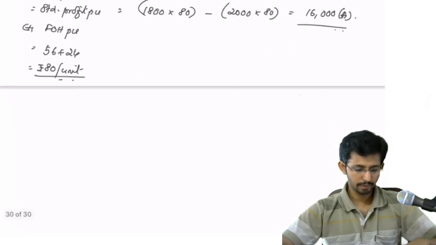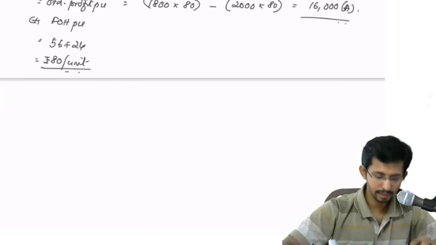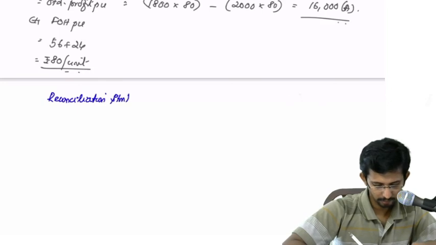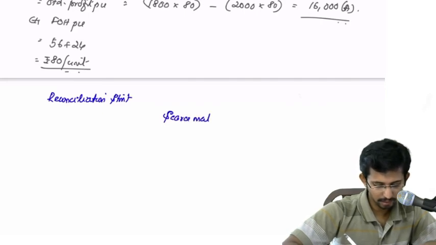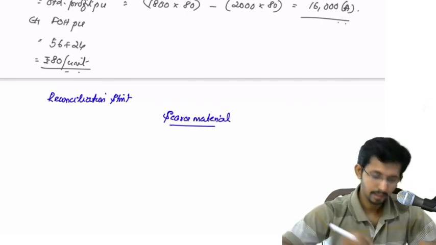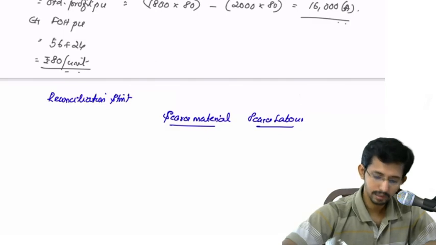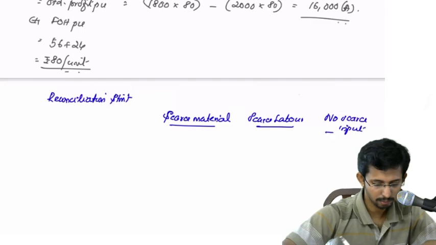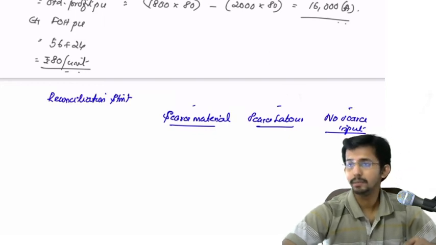Now what else you have to do? You can do the reconciliation statement. Okay, so how do you do the reconciliation statement? Okay, you have three scenarios. One, there is scarce material, then you have scarce labor, then there is no scarce input. Okay, so in these two cases there is a limiting factor, and in the third there is no limiting factor.